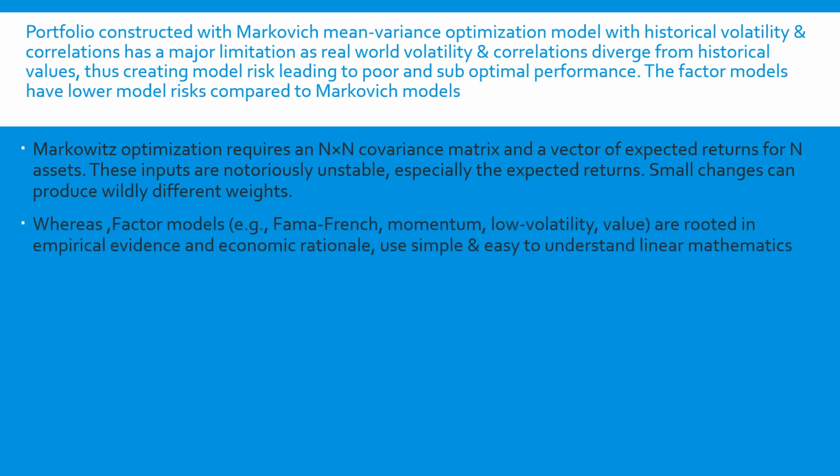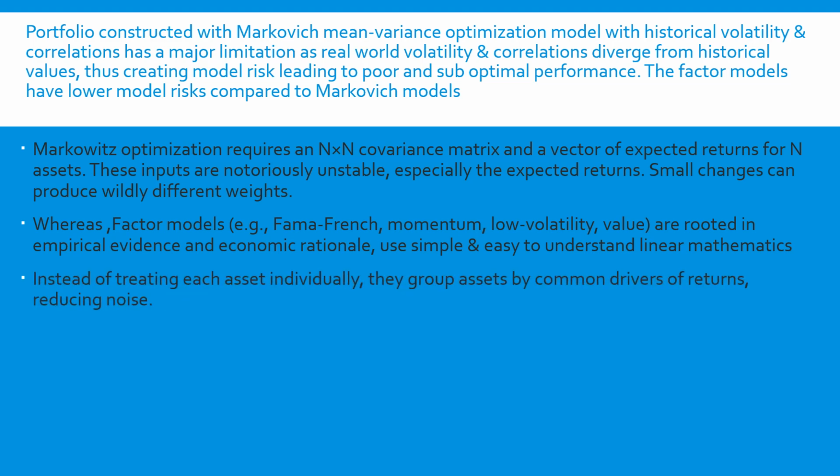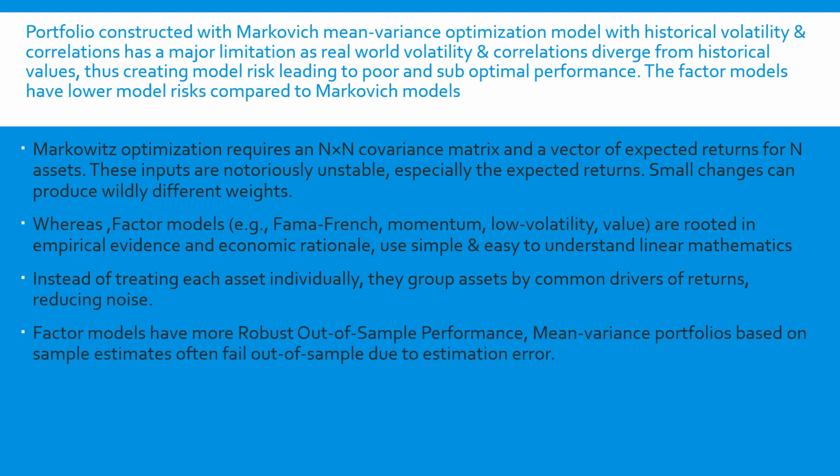Whereas factor models such as Fama French, momentum, low volatility, value are rooted in empirical evidence and economic rationale, and use simple and easy to understand linear mathematics. Instead of treating each asset individually, they group assets by common drivers of returns, reducing noise. Factor models have more robust out-of-sample performance. Mean variance portfolios based on sample estimation often fail out of sample due to estimation error.